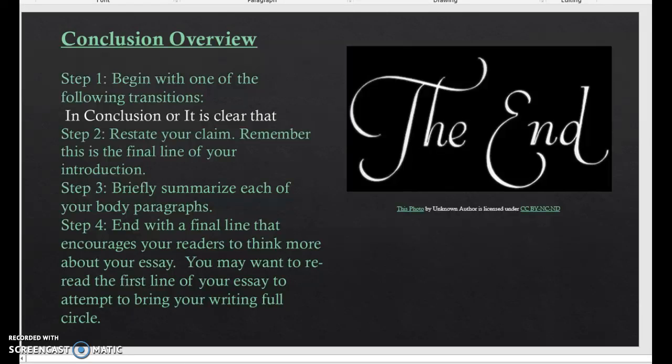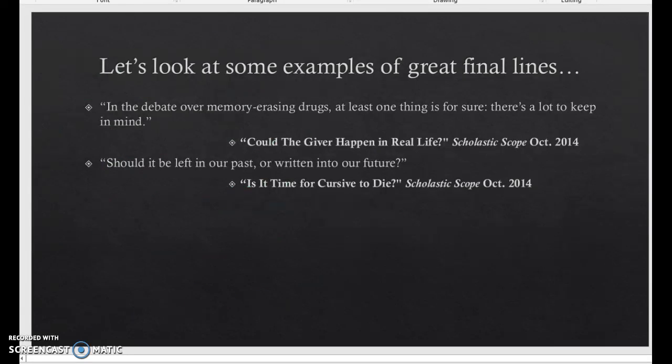I did want to show you a few examples of some strategies that maybe you could try aside from that full circle ending. So here's a couple examples of some really great first lines that came from a couple different articles. So this one here, it says, "In the debate over mind-erasing drugs, at least one thing is for sure. There's a lot to keep in mind." So maybe you could think about something you want your readers to remember that's for sure, something that they can take away from your essay.